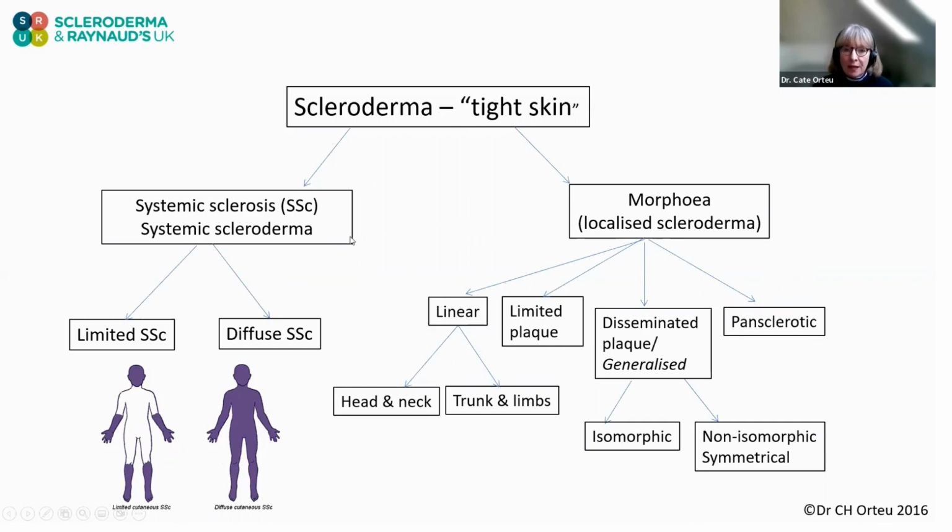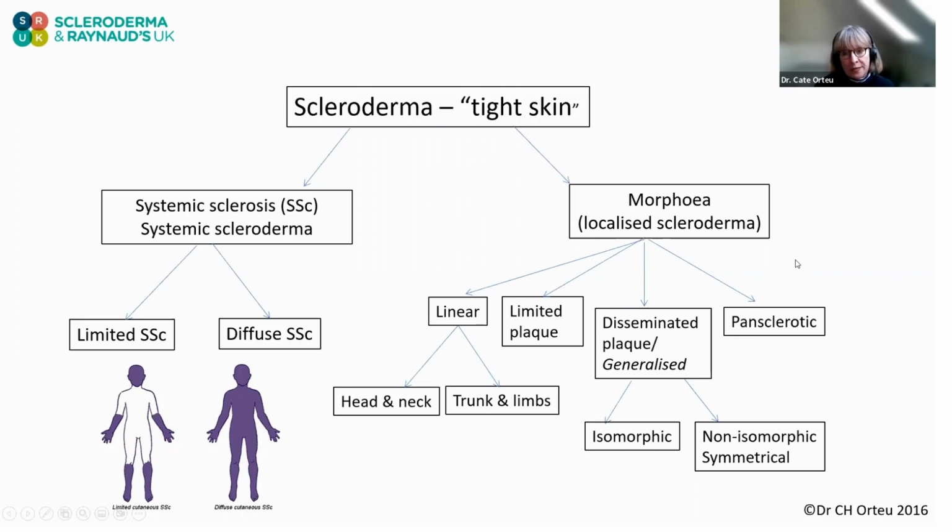So terminology is important, and I always encourage the doctors that I'm teaching to use the term systemic sclerosis and Morphoea rather than scleroderma, because I think it's easier for people to know exactly what you're talking about.